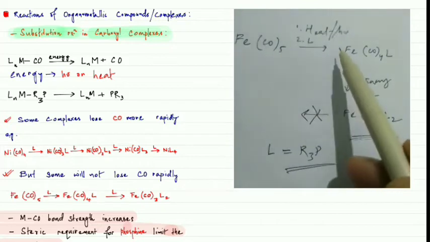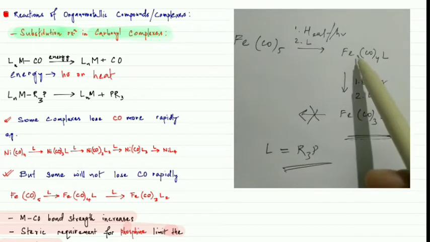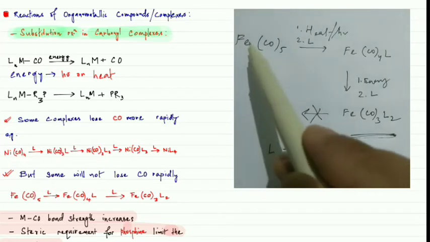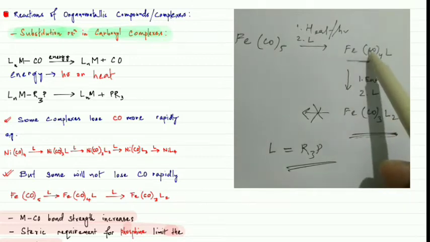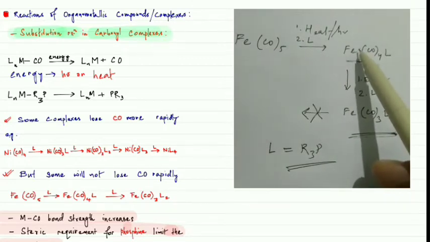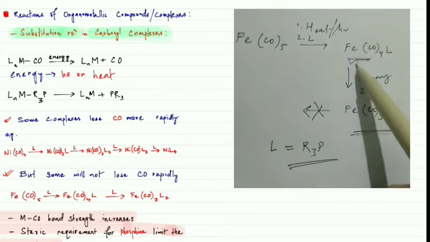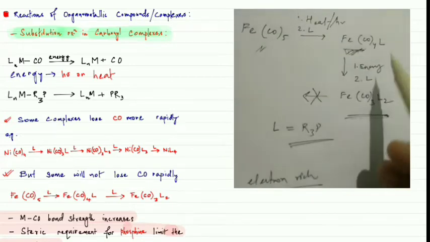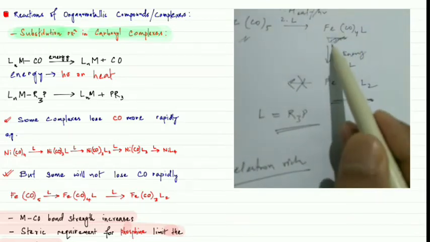When we remove one carbonyl, it is going to give this one, no? But removing this carbonyl ligand from this complex is easier than removing a carbonyl from this complex, because in this complex the iron and carbonyl bond is stronger because of back bonding. The extent of back bonding in this complex is higher than in this complex. Hope you understand. That's why it is hard to remove carbonyl from this complex.